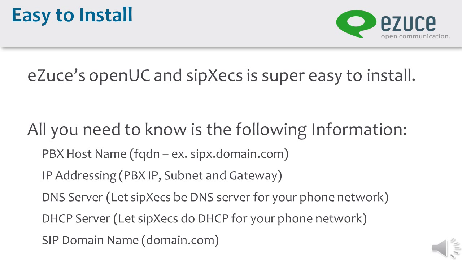If you already have a DHCP server on your network, you may want to take a look at the wiki and get some information on how to configure DHCP. And lastly, your SIP domain, which is usually the last part of your fully qualified domain name. The install routine will pick the domain name off the fully qualified domain name as the SIP domain name.